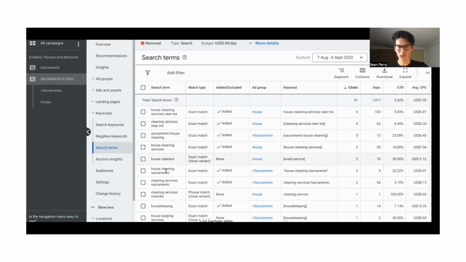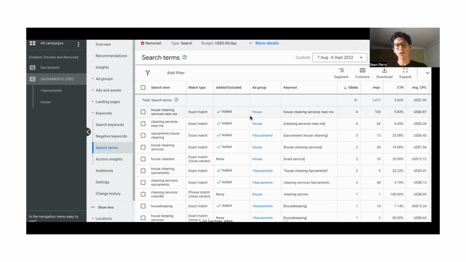So everything stems from this search terms report. If your keywords aren't very tight, if you don't have a very good negative keyword list, these search terms will be all over the place, and your conversion rates will be a lot lower. So search terms are really important.